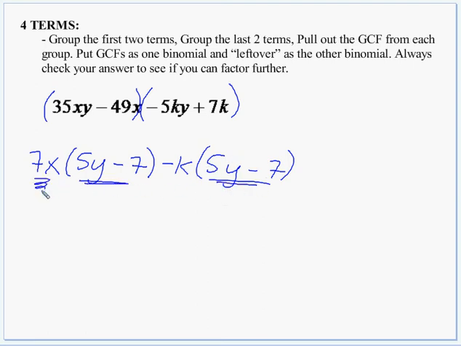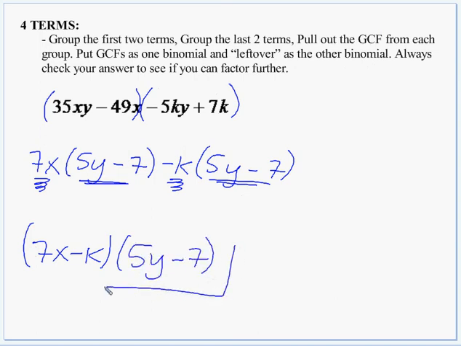Now, your GCFs are going to be one of the binomials. So you got a 7x minus k. And then your leftovers are going to be your other one. So you got 5y minus 7. And you only write it once.